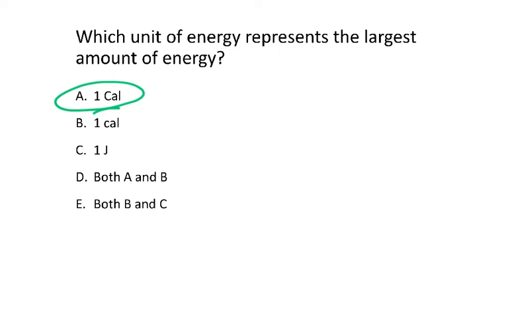It takes 1,000 little calories to make that. And 1 calorie is 4.184 joules, so it takes 4,184 joules just to fit into 1 big Cal. So 1 big Cal is the largest unit. Again, if you were to measure some amount of energy, the big kcals would have the smallest number, because the unit itself is larger, right?